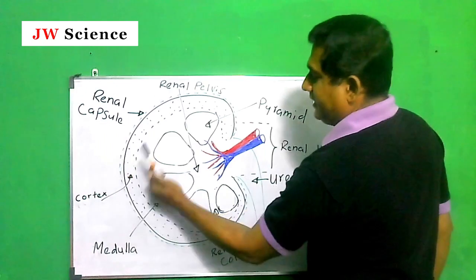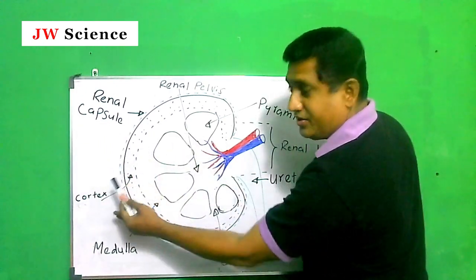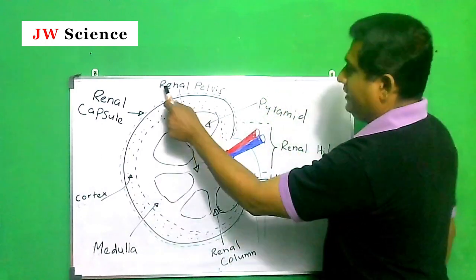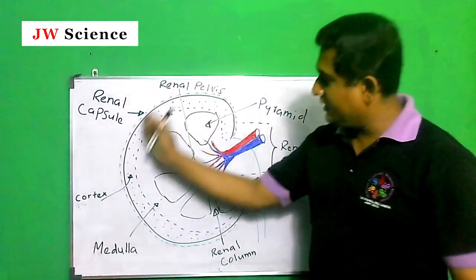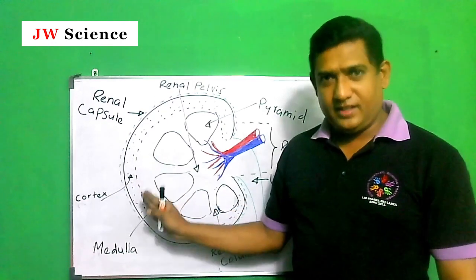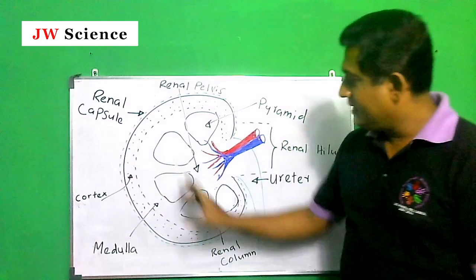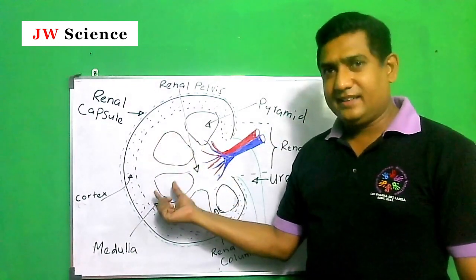The kidney has three clear areas: the renal cortex, the outermost area; the renal medulla, the middle area; and the renal pelvis, the innermost area. The renal cortex can be seen as a dotted and light colored area compared to the medulla. And the medulla, as you know, is darker in color.